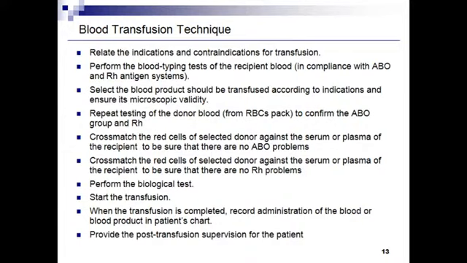Next, we should repeat testing of the donor blood from the RBC segment to confirm the ABO group and Rhesus factor. Cross-match the red cells of the selected donor against the serum or plasma of the recipient to be sure that there are no ABO and Rhesus problems. Next, we should perform the biological test and we can start the transfusion. When the transfusion is completed, we should record administration of the blood or blood products in the patient's chart and provide post-transfusion supervision for the patient.